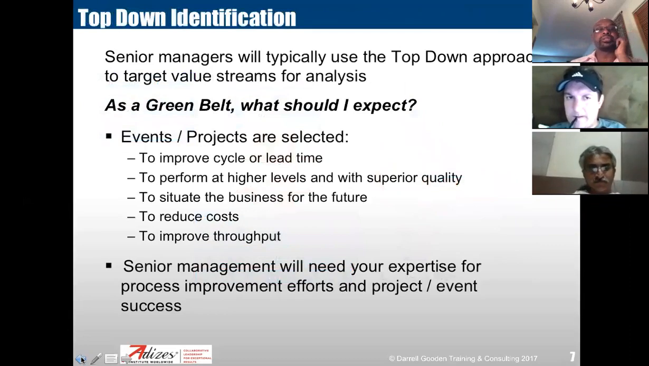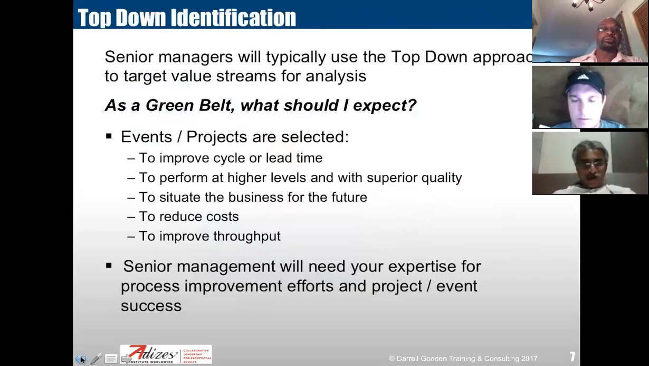Top-down identification. Senior managers will typically use this to target those things they feel are the most valued and need to be addressed. Projects are selected either because the cycle time is too long, there's too much waiting, too much lead time, and the common sense is this is taking way too long. Things like that jump out at people when they're trying to identify opportunities to improve. To perform at high levels with superior quality because you have market forces coming at you, they're doing it faster, better, cheaper. Why are we held up?